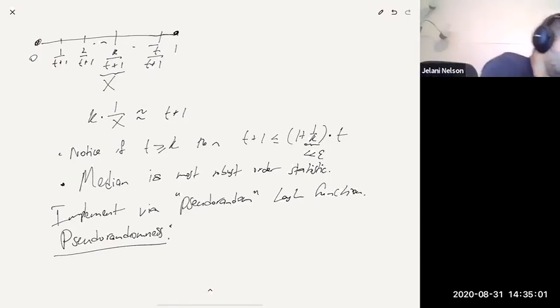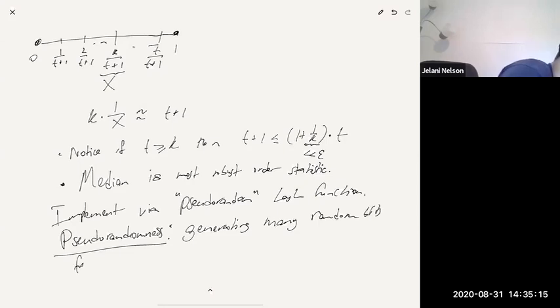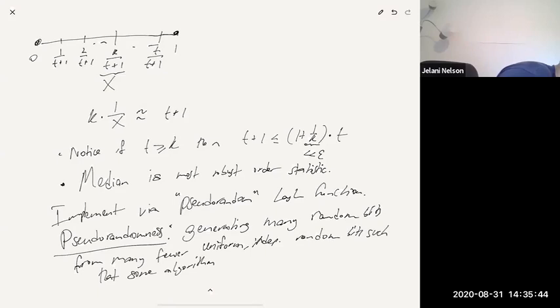It's about generating many random bits from many fewer uniform and independent random bits, such that some algorithm, or a class of algorithms, still behaves in a desired way.